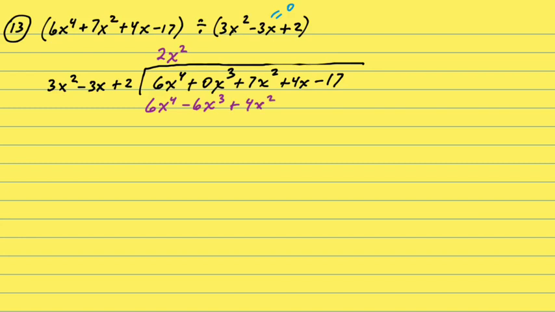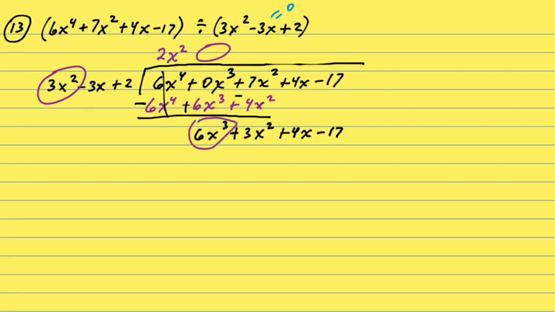4x squared. In division, you change your signs and add. So change the signs and add. So what comes down here is 6x to the 3rd plus, what is that, 3x to the 2nd plus 4x minus 17. And I do it again. 3x squared times what is 6x to the 3rd?